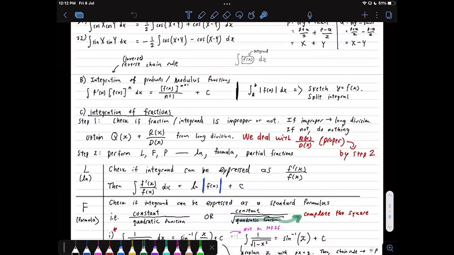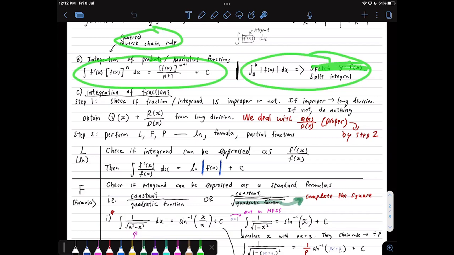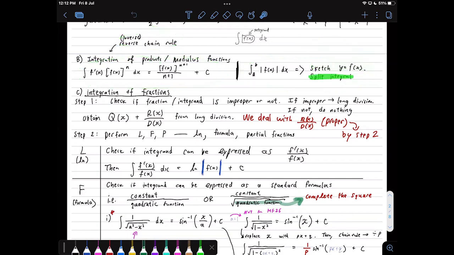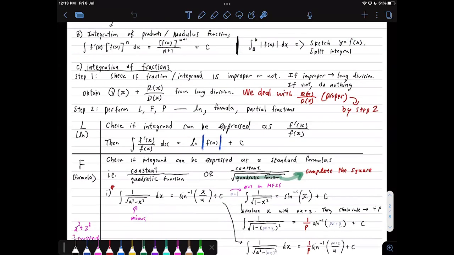Then part B, we're now in part B, integration of product and modulus. This is product, reverse chain rule. This is modulus. Sketch the y equals f of x, split the integral up at the pointy ends, or the points where they cut the x-axis. I haven't finished talking about this. Please remind me, in the future, not today.